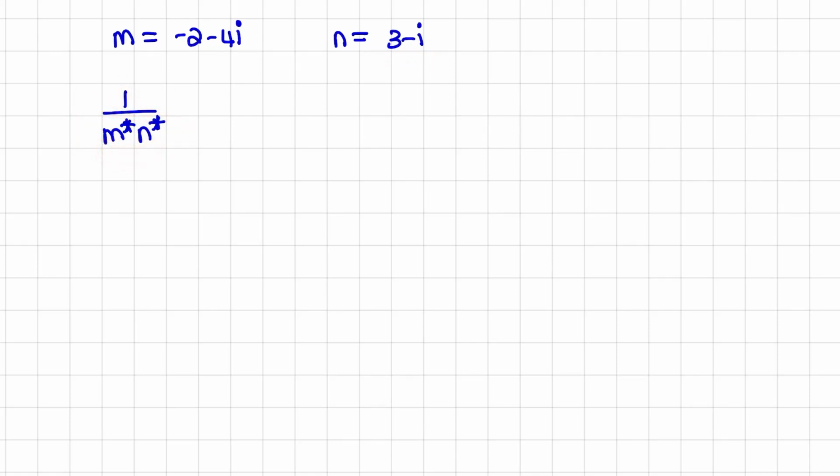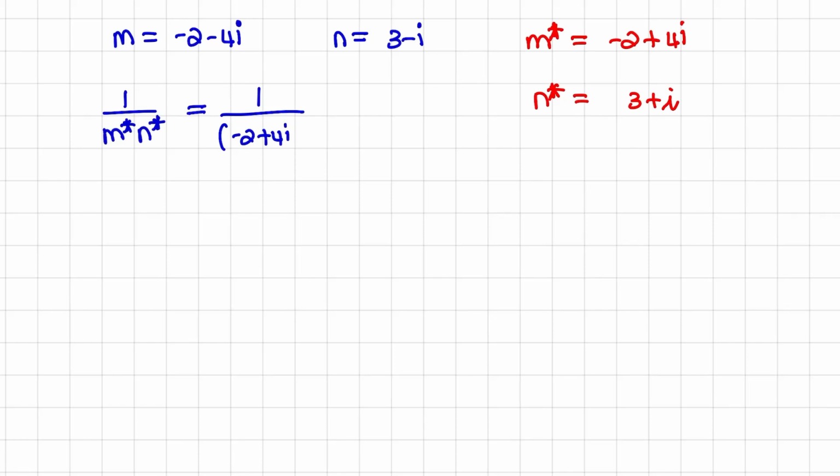numbers. So first, the conjugate of m would be negative 2 plus 4i. And the conjugate of n would be 3 plus i. So if I rewrite this fraction, I have 1 over negative 2 plus 4i times 3 plus i in my denominator. And as in the previous video, we can expand brackets or parentheses as we would do normally in algebra.